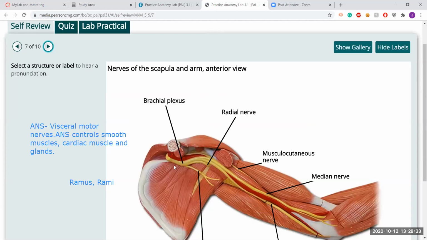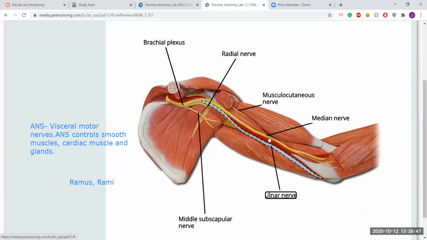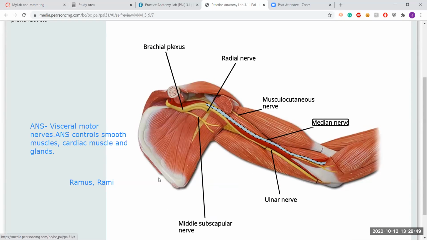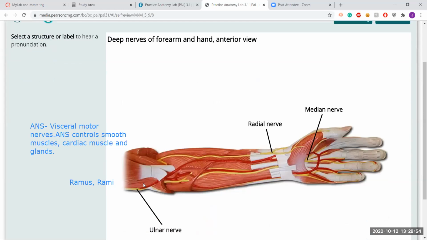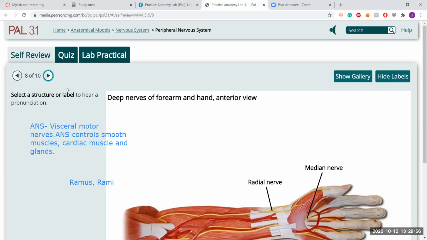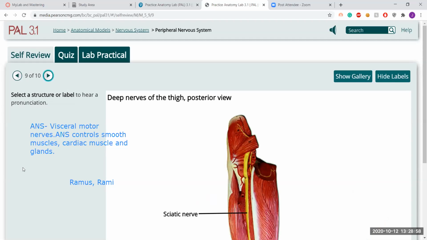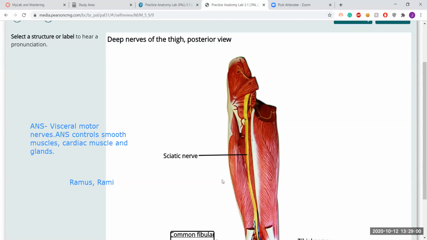In the brachial plexus, as I told you earlier, they're branching: radial nerve, musculocutaneous nerve, median nerve, and the ulnar nerve. Okay. Same nerves here in the hand. Here is the sciatic nerve coming down.